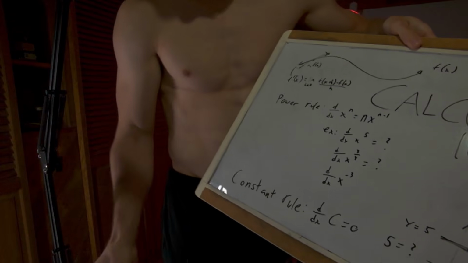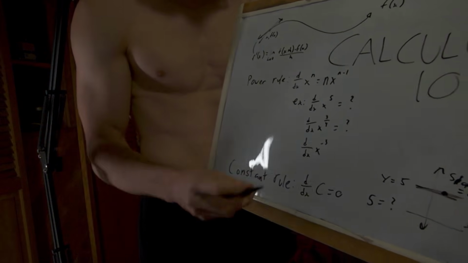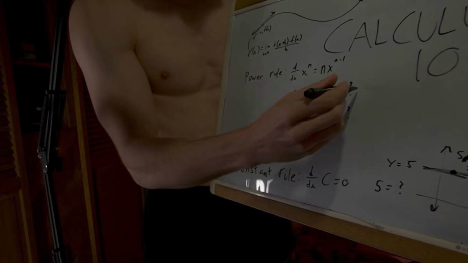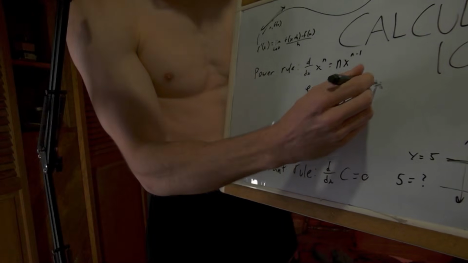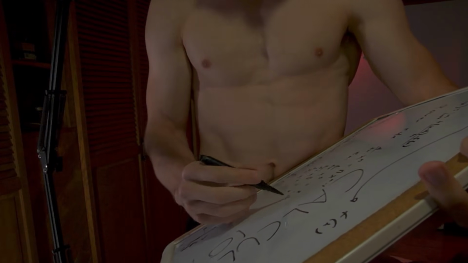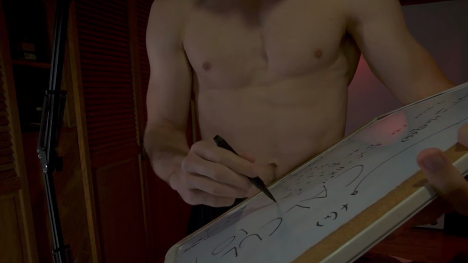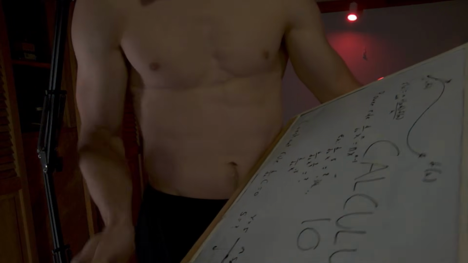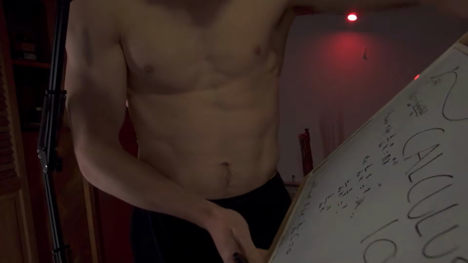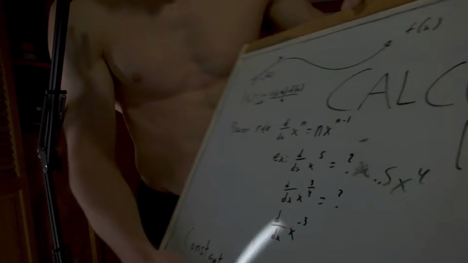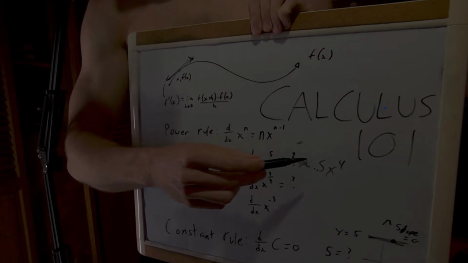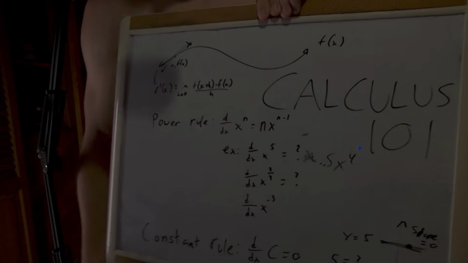So, let's get the board here. It would have to be x. My marker isn't working. Oh. Well, that's weird. Well, we make do. X to the power of 5, we bring the 5 down. The answer, of course, is 5x to the power of 4.